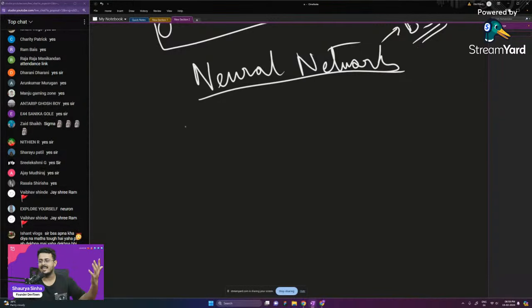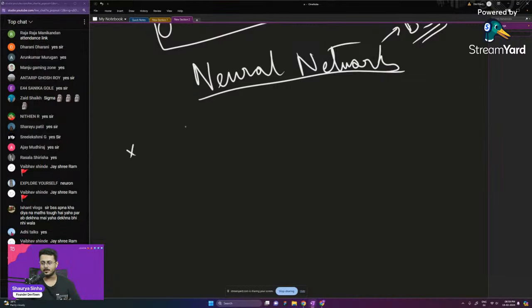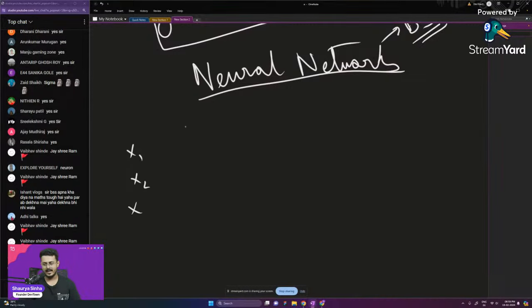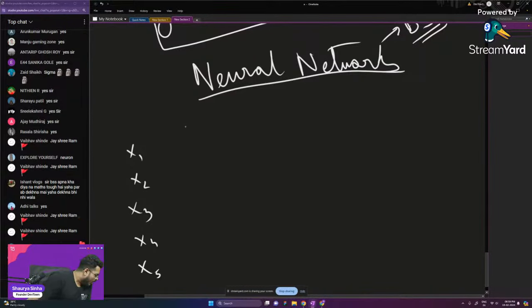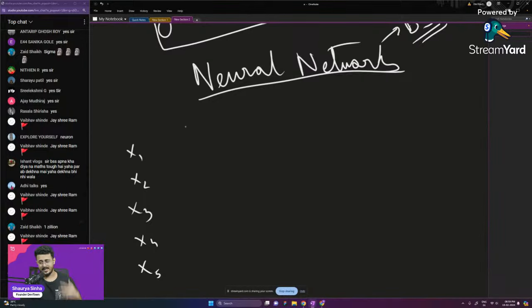Okay, so it's the exact same thing. Let's say we need 5 neurons. We are not that high in the cadre right now. Let's say 5 inputs is more than sufficient. So let's create 5 inputs: X1, X2, X3, X4, X5. So X1 to X5, 5 inputs we are having.